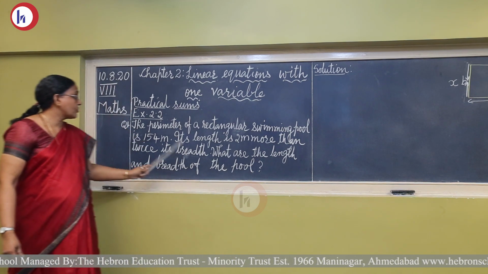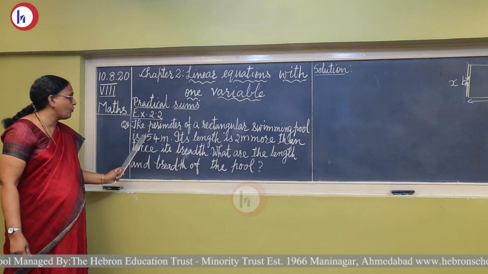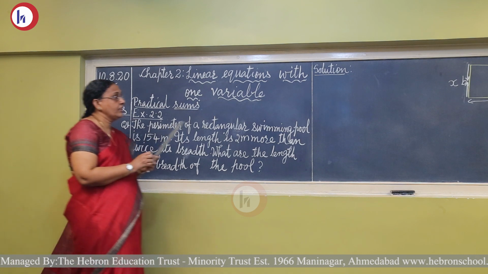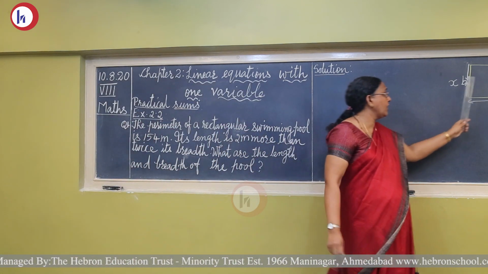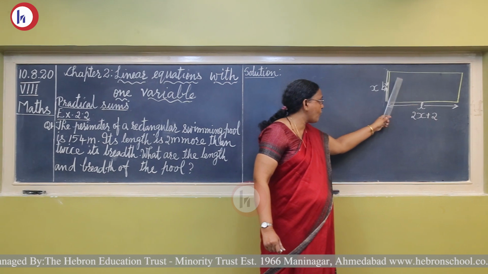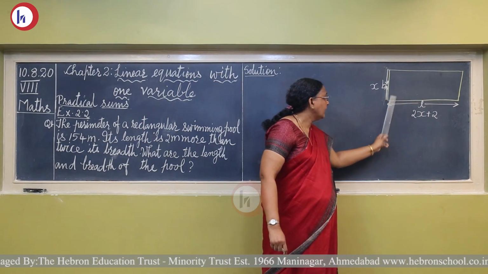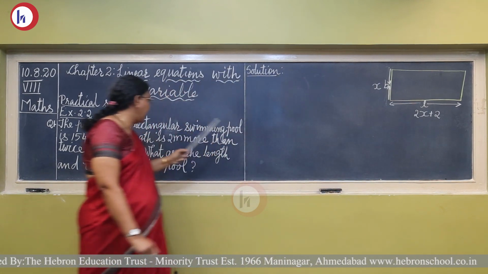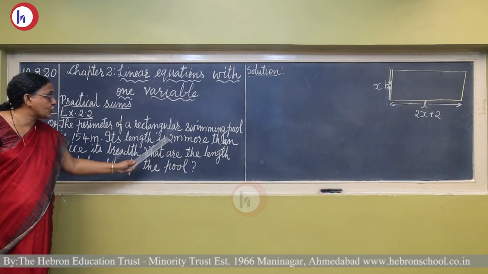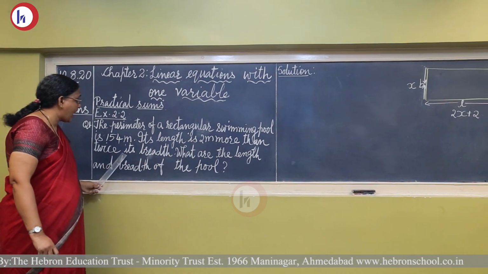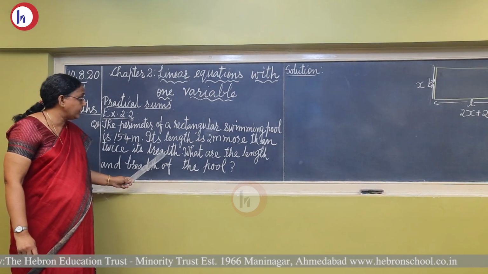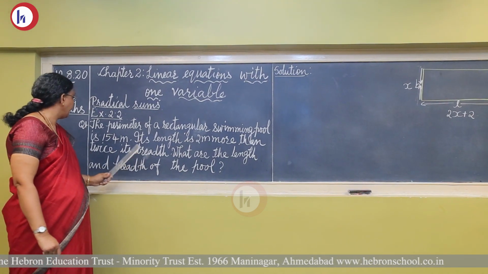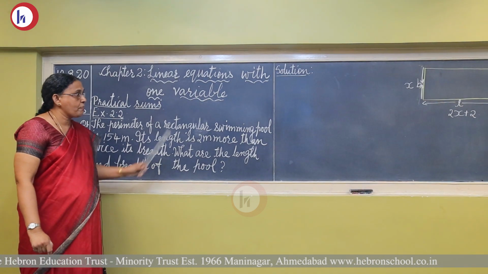So here it is not clearly given what is length and what is breadth, but it is given the perimeter. Now look at the picture. Here you can find one of the rectangular swimming pool. In this way you can draw it, and you can see that this side is the length and this one is the breadth, and it is already saying that its length is 2 meter more than twice its breadth. So we can take the breadth as the x number. So let the breadth be x.